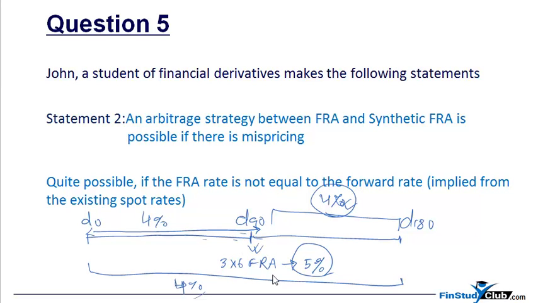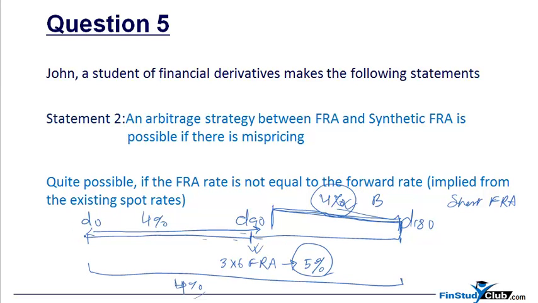Now given that the FRA gives me a better rate, it makes sense to go short FRA, because going short FRA means prospectively lending at 5%. So that's one leg of your arbitrage strategy. I'm going to go short FRA. Now if you're going short FRA, you need to go long synthetic FRA. That means I'm going to borrow money at 4%. Now, how do I effectively borrow money at 4% for this period? For this period, I need to borrow money. So B for borrow. So how do I create that?